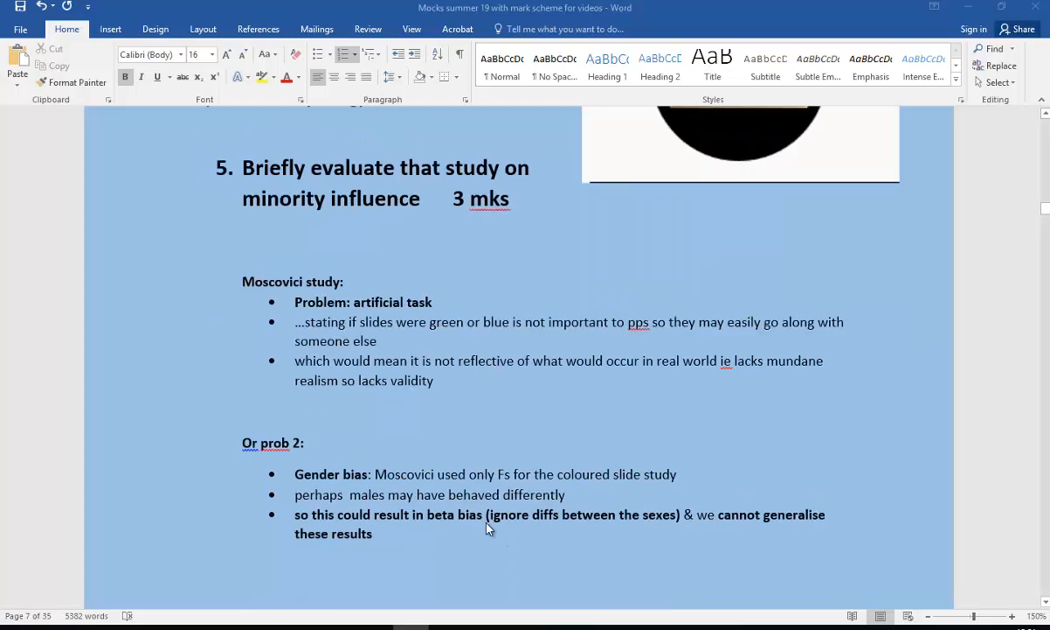Okay, or we could say problem 2, that maybe there was gender bias in that Moscovici study. For example, he only used females for the coloured slide study. And we would then go on to say maybe males would behave differently, and we could expand on that a little bit. But really, at the end of the day, it means that there may be a beta bias, that we ignore differences between the sexes. And so obviously we can't generalize these results to the whole population.